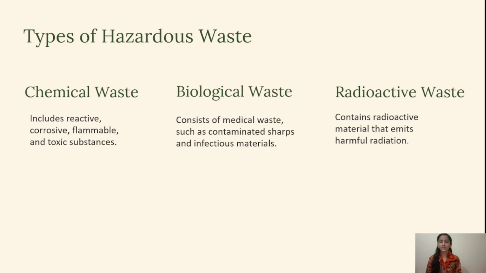Types of hazardous waste. Hazardous waste can be classified into three main categories, which includes chemical waste, biological waste, and radioactive waste. So let's know what is chemical waste. Chemical waste includes reactive, corrosive, flammable, and toxic substances. Biological waste. It consists of medical waste such as contaminated, sharp, and infectious materials. Radioactive waste. Radioactive waste contains a radioactive material that emits harmful radiation.